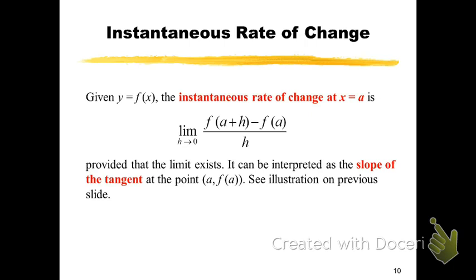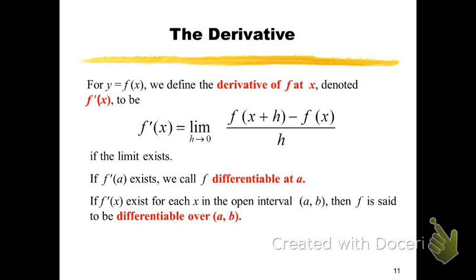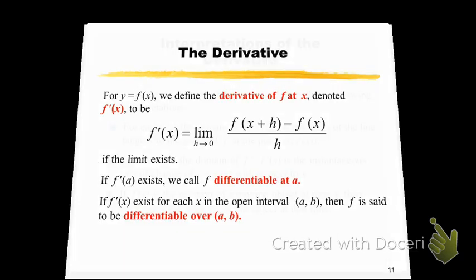So again, if we say the definition of the instantaneous rate of change, we can have this as a theorem that says, given a function y equals f of x, the instantaneous rate of change at x equals a is given by the limit as h approaches 0 of this difference quotient, provided that the limit exists. And we can interpret that value as the slope of the tangent line at a point A, and that point is (a, f of a).